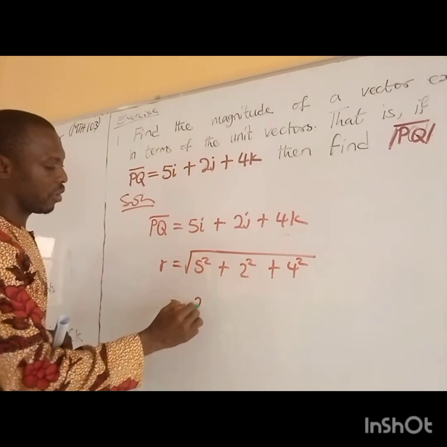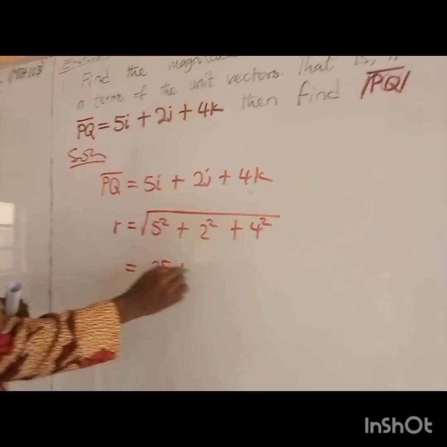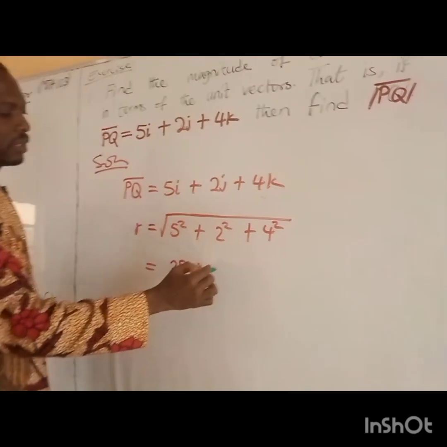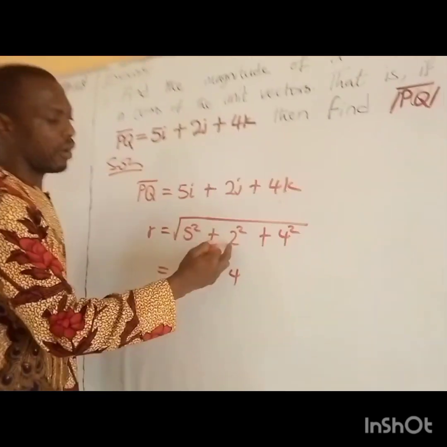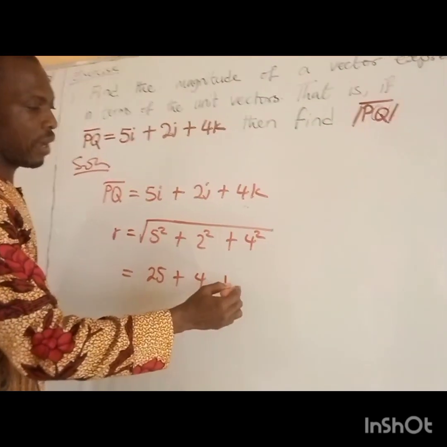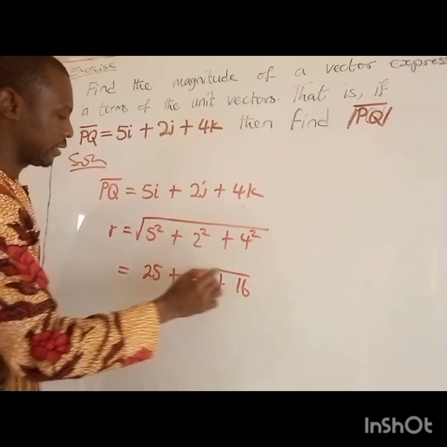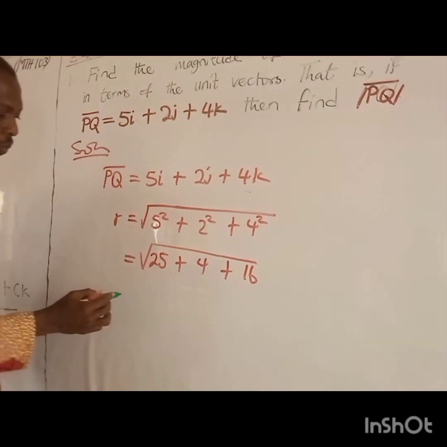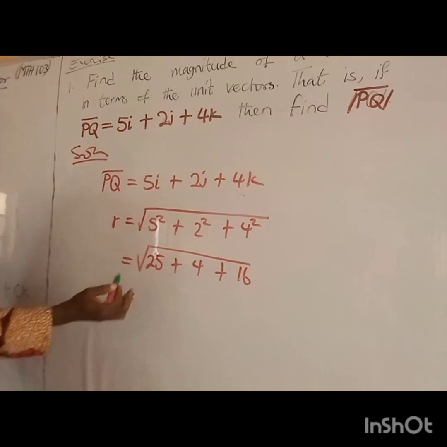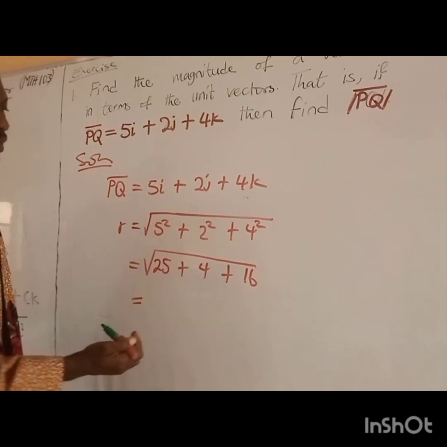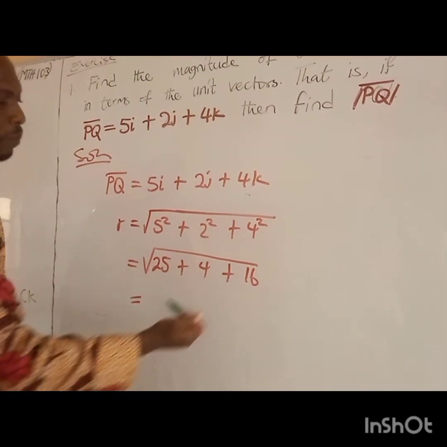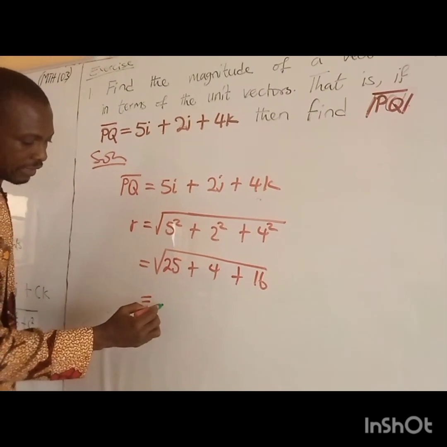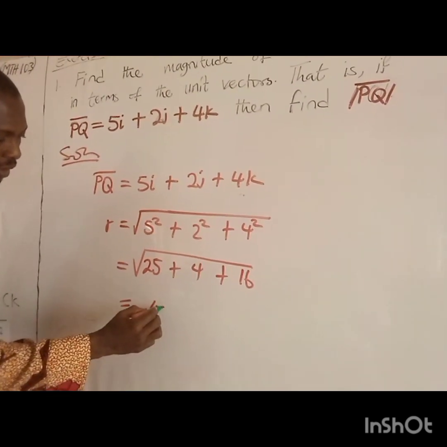Now, what's the square of 5? 5 times 5 is what? 25. The square of 2 is 4. And the square of 4 is what? 16. So, if you add 25 to 4, you have 29. 29 plus 16 is 45.